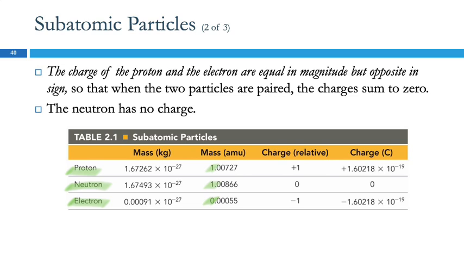And then the charges. These are the relative charges. That's all we care about. We don't actually care about how they were measured in coulombs. So we say the proton has a +1 charge, and the electron is a -1, and the neutron has 0 charge.